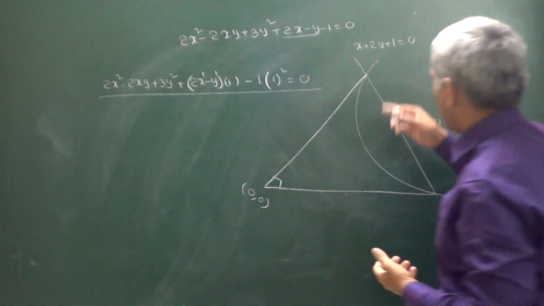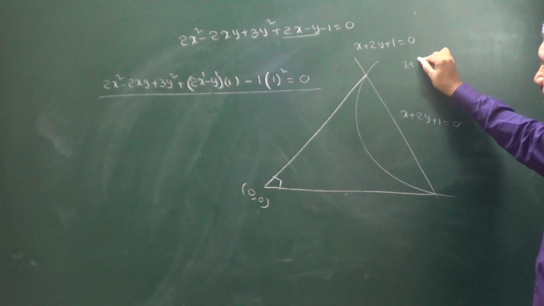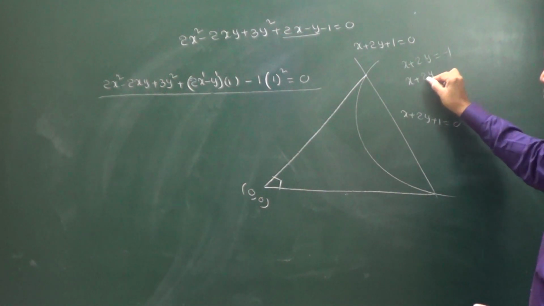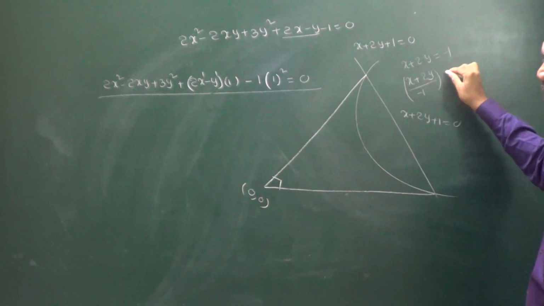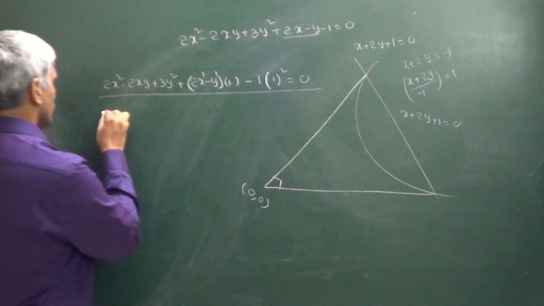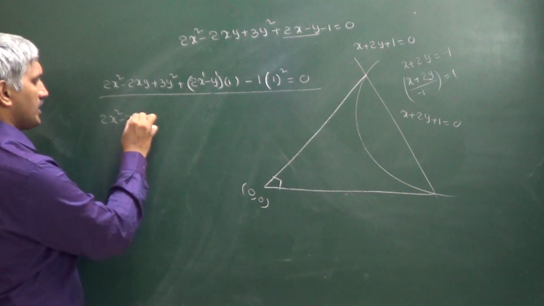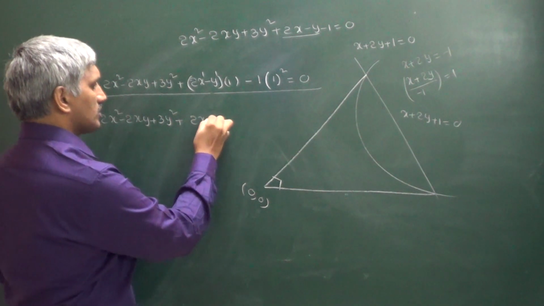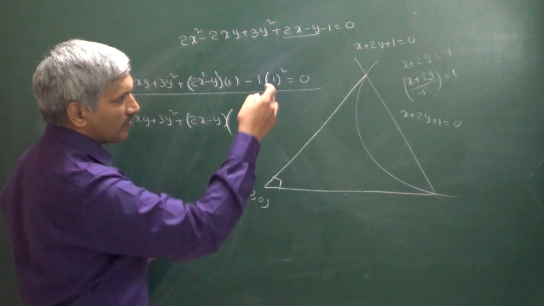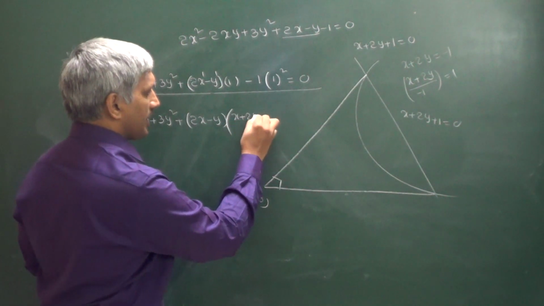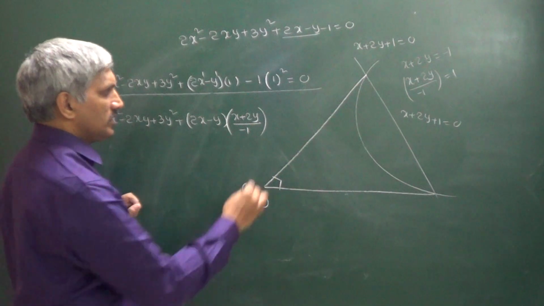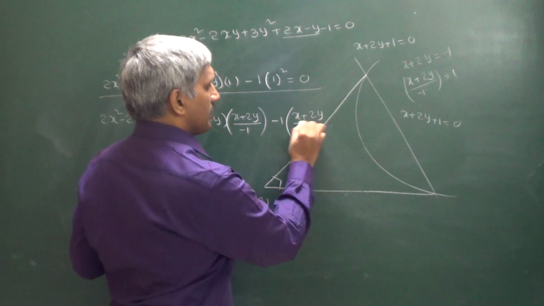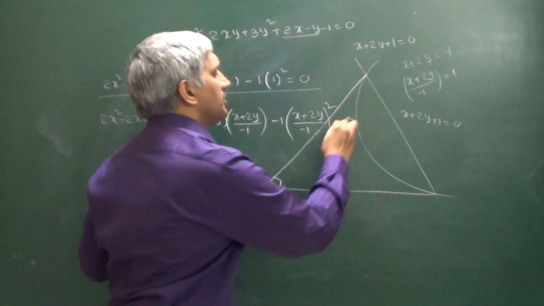But what is 1 here? What is 1? x plus 2y is equal to minus 1. From this I can write (x plus 2y) divided by minus 1 is equal to 1. So substitute here, then we will get 2x square minus 2xy plus 3y square plus (2x minus y) into, in place of 1, (x plus 2y) divided by minus 1, minus 1 into, in place of 1, (x plus 2y) divided by minus 1 whole square, is equal to 0.